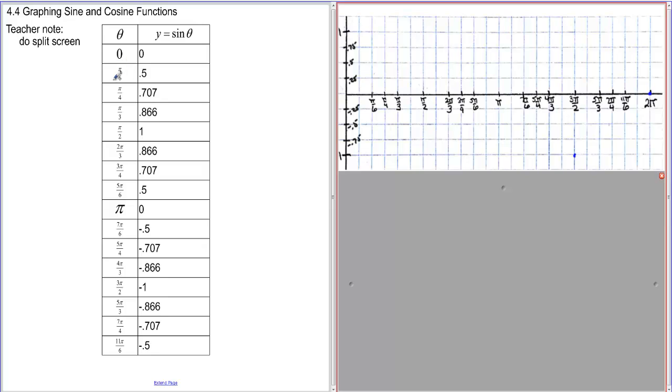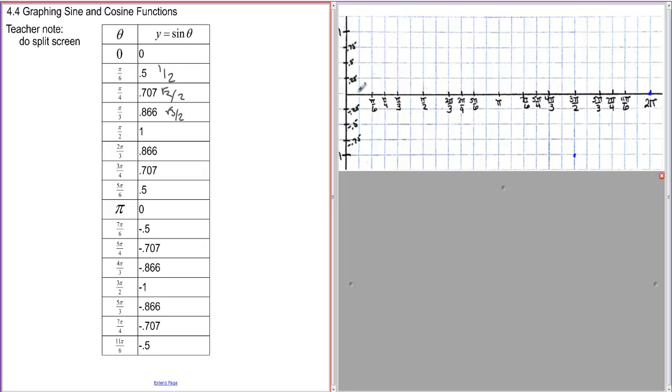We have our common angles, pi over 6, pi over 4, pi over 3, and we're working our way around the unit circle. And we have the decimal values for each of the sines of the angles. For example, this is the decimal value for square root of 2 over 2. This is the decimal value for the square root of 3 over 2. And this is the decimal value for 1/2, of course.